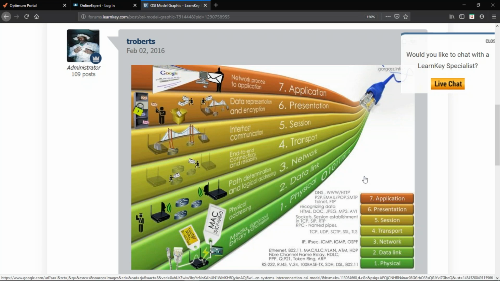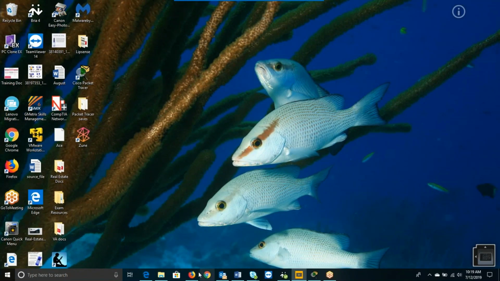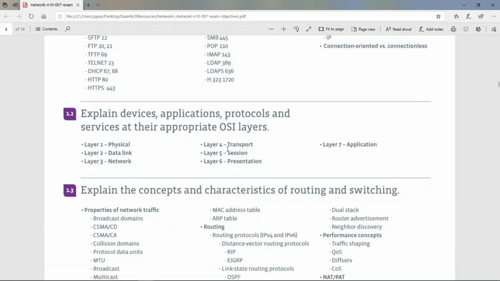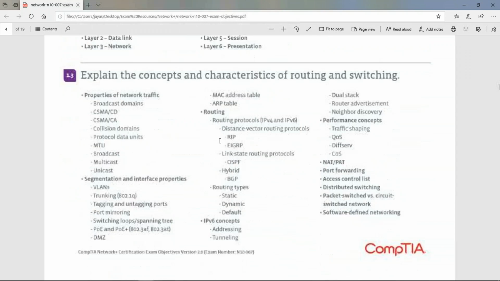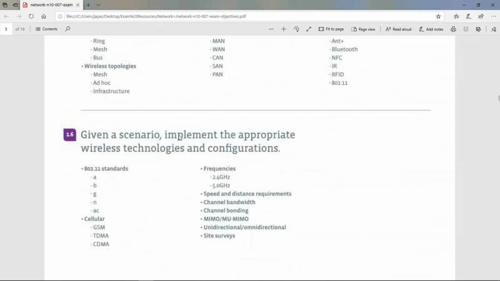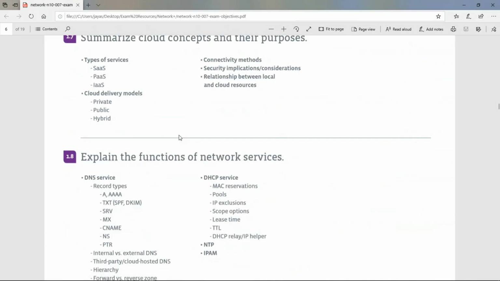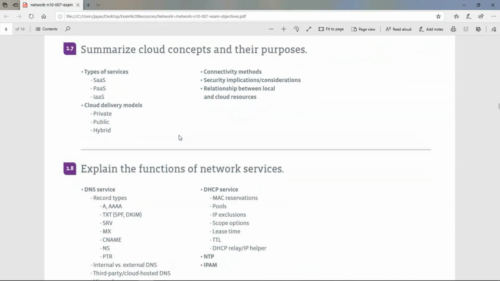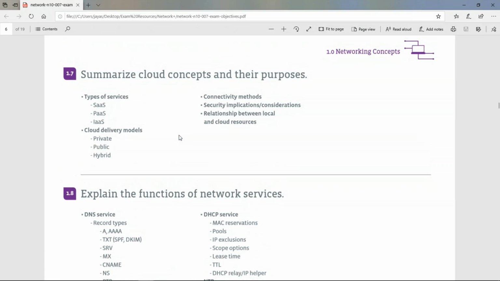Now, one thing I'm not sure about, and I probably need to double check this, is whether they include the TCP/IP model on this exam. I don't see it here. It's just the OSI model. And so anything that I don't see here in these objectives, I'm assuming it's not going to be part of this exam. And if it is, it doesn't count towards your final grade.